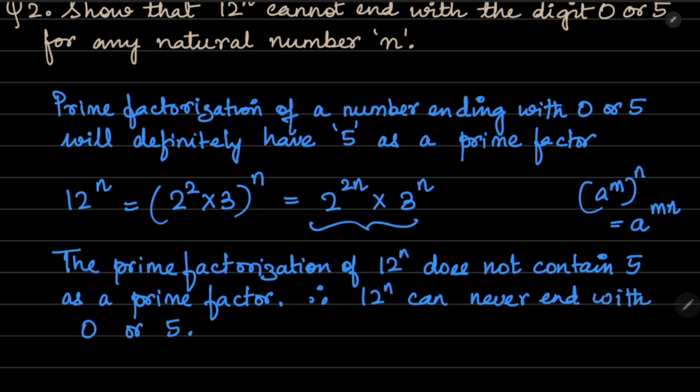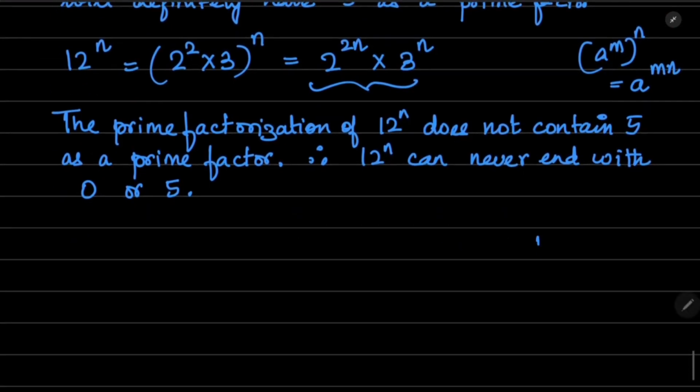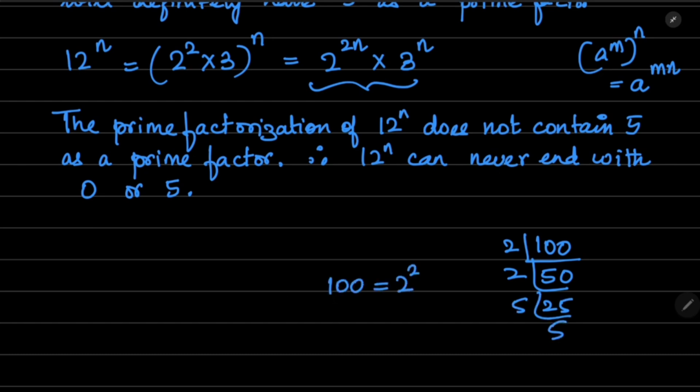Okay. So, for any number to end with either 0 or 5, when you do the prime factorization, 5 will definitely be one of the prime factors. And if you don't see 5, that means that number will never end with 0 or 5. Okay, you can try it yourself. Check it for 1000 or 100, right? 2 5s are 10, 0 again, 2, 25, again 5, 5. So 100, if you see the prime factorization, is 2 square into 5 square, right?